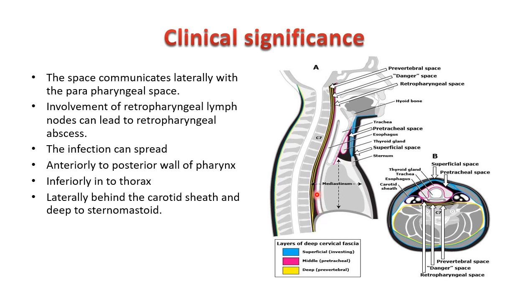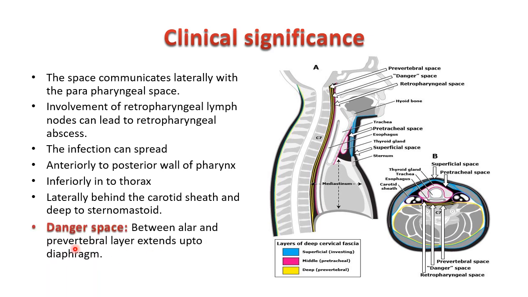Okay, from the retropharyngeal space, it can go to the thorax. Anteriorly, it might swell into the pharynx. Midline swelling it can form. Otherwise, it might pass laterally to the parapharyngeal space, and deep to the carotid sheath, it might pass deep to the sternomastoid in the neck. Now, the danger space which you are able to see is posterior to the retropharyngeal space, between the alar and the prevertebral fascia, and that is actually called the danger space. And see, that space actually extends up till the diaphragm.